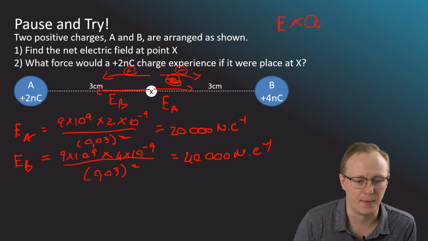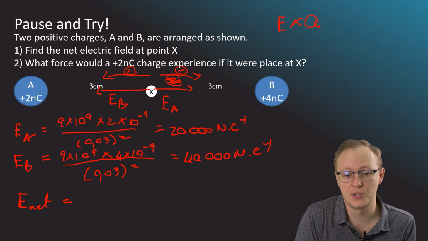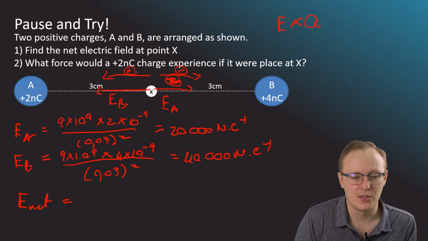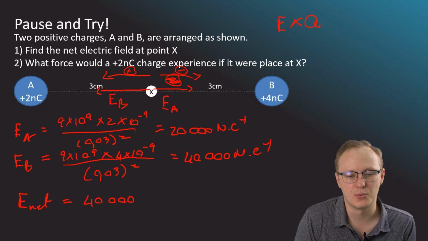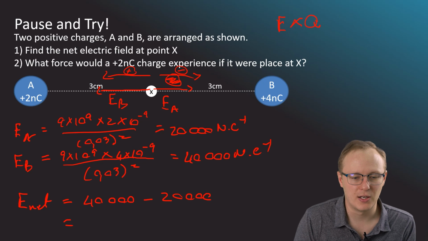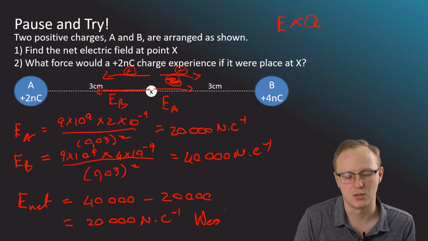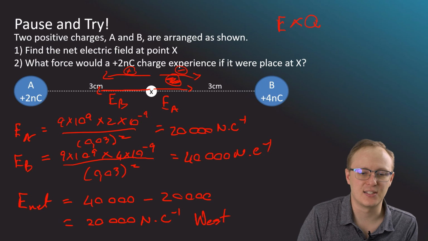Okay, so now my E net is going to be, now I said leftwards is positive, so that is going to be the 40,000, which is in the positive direction, and then the EA is in the negative direction, so it's going to be minus 20,000. That is 40,000 minus 20,000, and that's then 20,000 newtons per coulomb, and that is in the positive direction, which for us is going to be towards the left, or west. Okay, fantastic. So that's question 1.